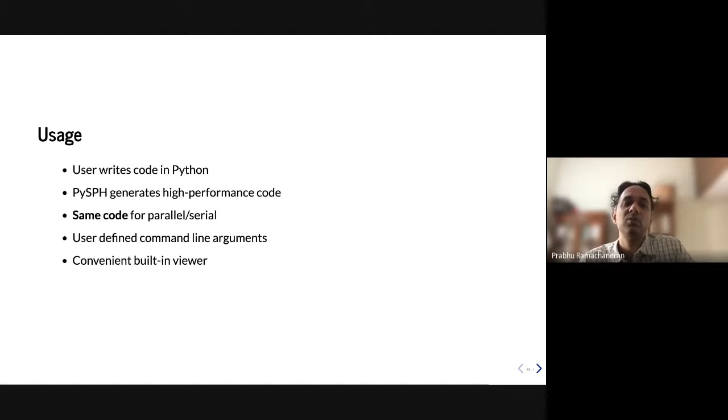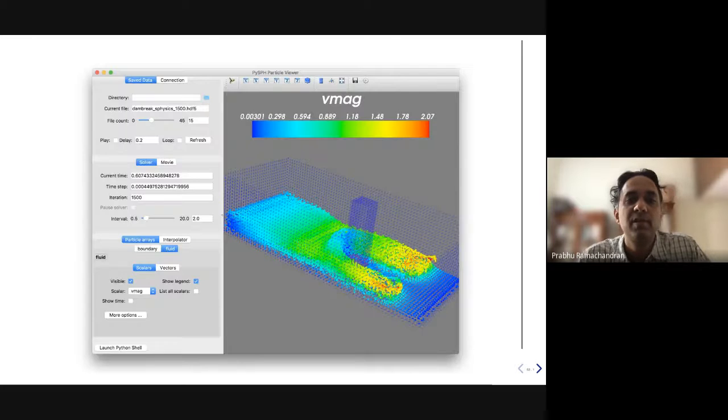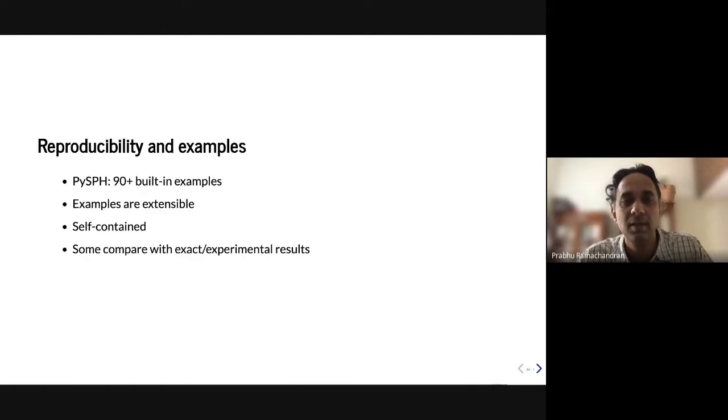Now, in terms of the usage, as I said, the user writes pure Python code, and PySPH will generate high performance code, and the same code can be used in serial or parallel. It also features a handy user interface to visualize your results with PySPH. And it ships with about 90 plus built-in examples. Each of these examples is reusable, in that when you install the package, you can import those examples and modify bits and pieces of them. They're self-contained. Very often they compare with exact and experimental results.